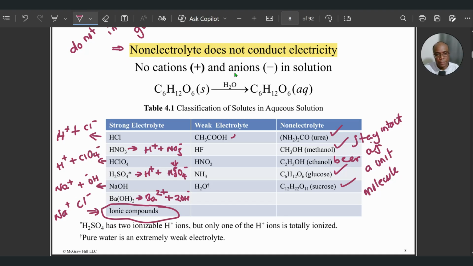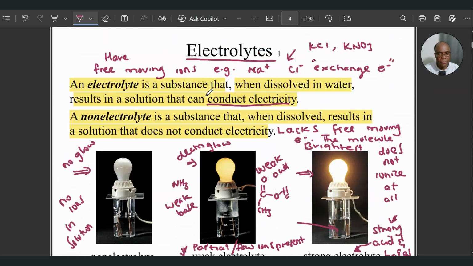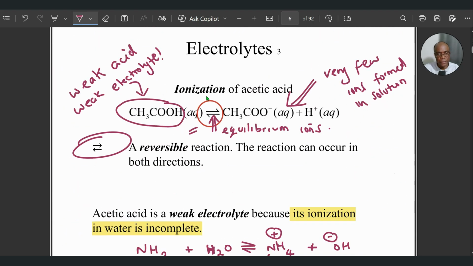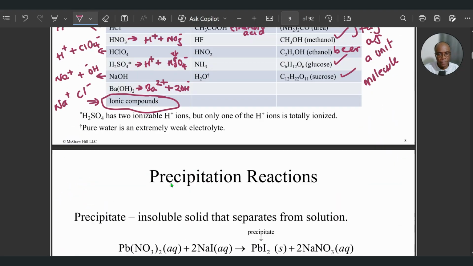For weak electrolytes, I talked about the active ingredient in vinegar, ethanoic acid, which partially ionizes, and we talked about that. Okay, it partially ionizes, so we used an equilibrium. Where's the equation? Here it is. We use an equilibrium arrow because it's a weak acid. It gives you very few ions in solution. Same thing with ammonia, it is a weak base. It gives you very few ions of ammonium ion and hydroxide ions in solution in water.